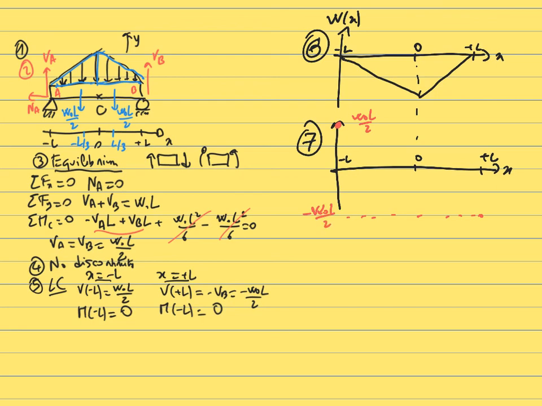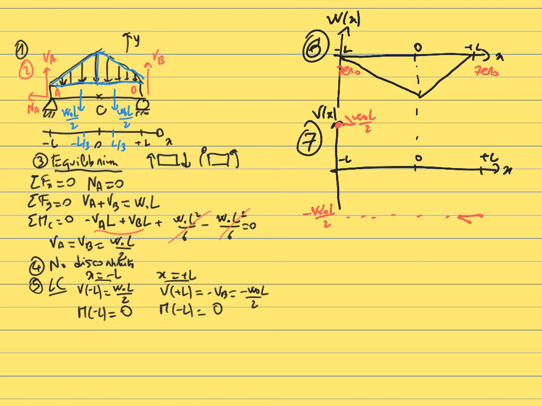The other thing that we know is that now we can look at what we know about W, and based on this infer some information about the shape of V. We know that W is 0 at x equal minus L, which means that V will have a horizontal asymptote. We know that at x equal plus L, W is also 0, which means that V will also have a horizontal asymptote at x equal plus L.